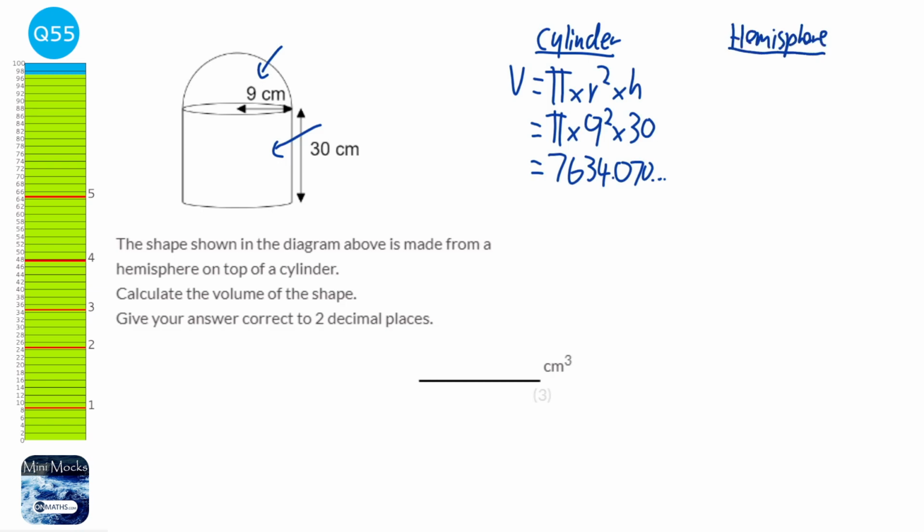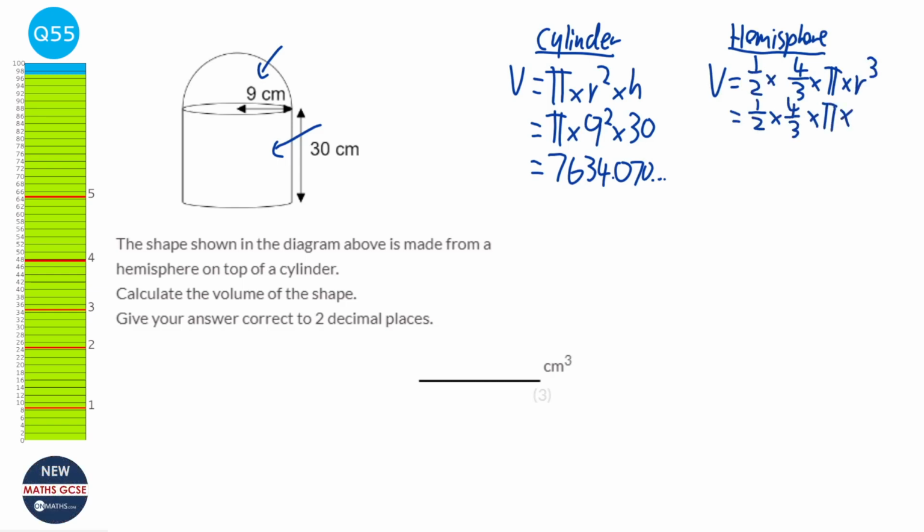Next is the hemisphere. To find the volume of the hemisphere, well, the volume of a sphere is 4/3 times pi times r cubed. But because it's a hemisphere, we just times that by a half. So it's half times 4/3 times pi times r, which is the radius, which is 9 cubed. And that gives us 1526.814 blah blah blah.